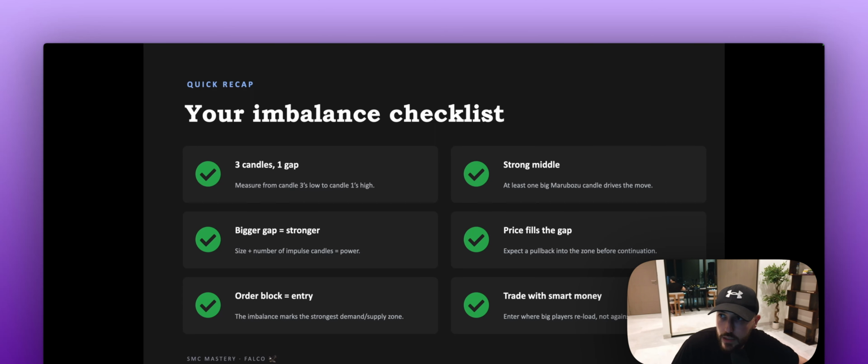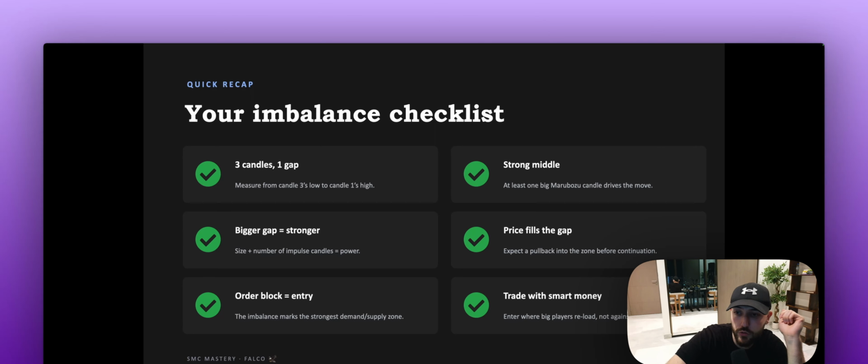I created a checklist for you guys so you understand exactly how to handle your imbalance. So basically 3 candles, 1 gap. The bigger the gap, the stronger the imbalance. So the most interesting for you, because there is no truth in trading, there are only indications of what the price will do. So you need to follow strong indications, and the bigger the gap, the stronger the indication.